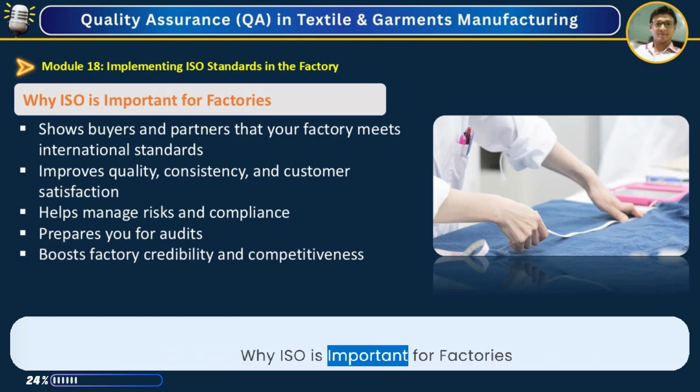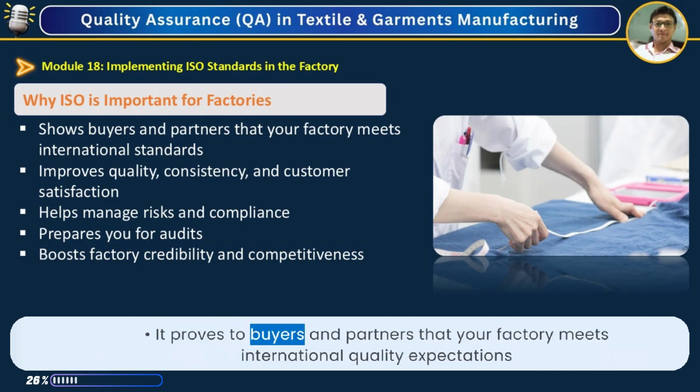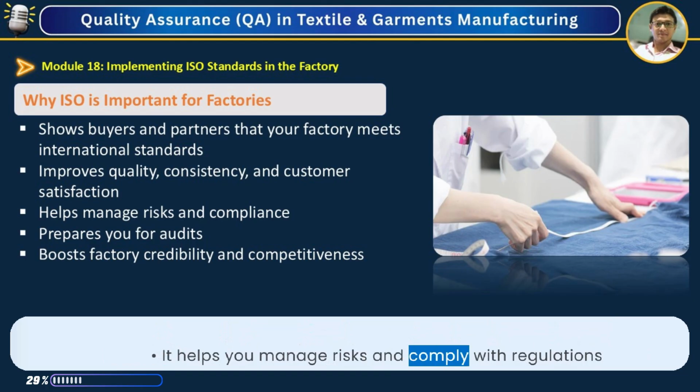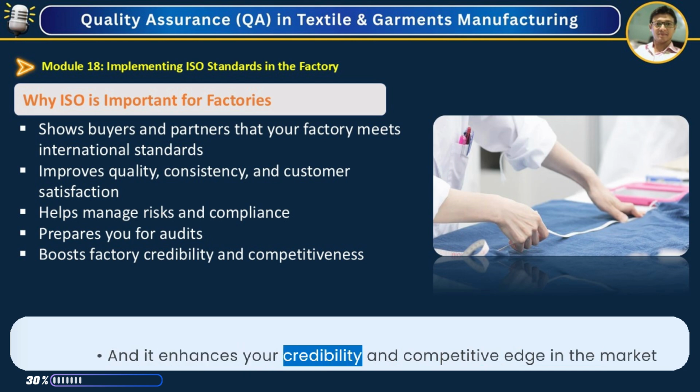Why ISO is important for factories. Implementing ISO standards brings multiple benefits to your factory. It proves to buyers and partners that your factory meets international quality expectations. It increases consistency and customer satisfaction. It helps you manage risks and comply with regulations. It prepares you for audits. And it enhances your credibility and competitive edge in the market.